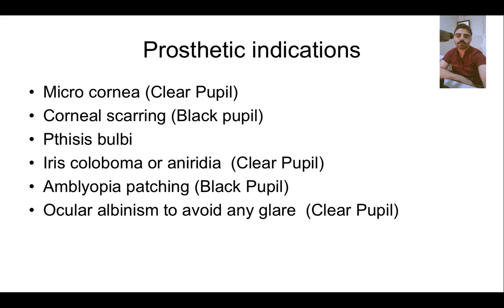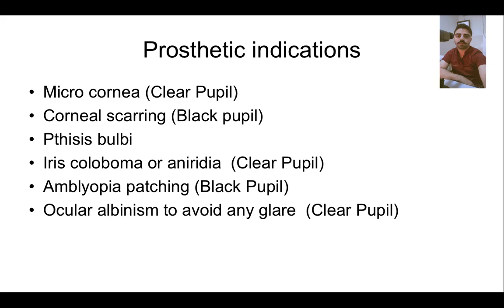Moving on, we have a phthisical eye or phthisis bulbi. As we all know, this is a shrunken, non-functional eye. In this condition, we will only go for the prosthetic black pupil lens, which will just improve the appearance of the eye and will not contribute in terms of visual improvement.